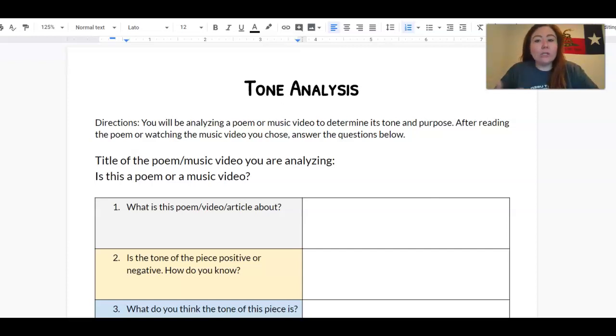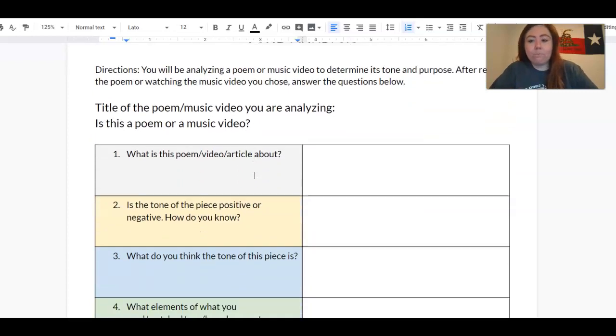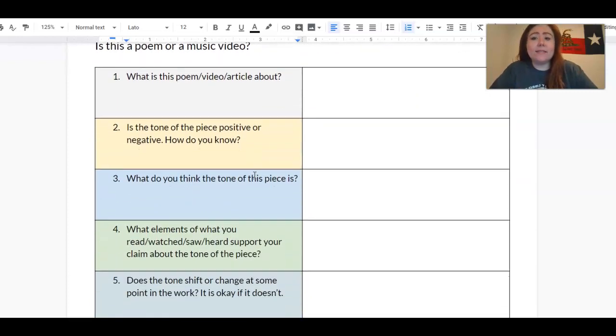After you read your poem or you watch your music video, you're going to fill out this graphic organizer. I'm going to go ahead and go over these questions that you are going to have to answer. Right here, I'm really wanting you to put the title of your poem or your music video and labeling if it is A, a poem, or B, a music video. Number one says, what is this poem, video, article about? You're really just worrying about the first two, the poem and video.